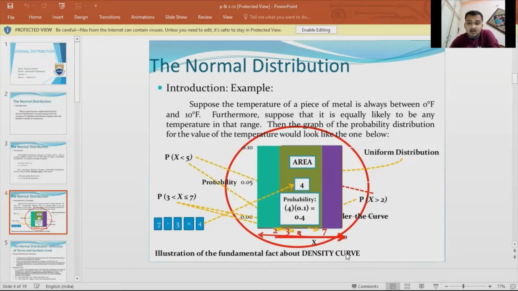Illustration of the fundamental factor of density. This is a uniform distribution where P(x) greater than 2 is indicated by the purple line. P(x) less than 5 is indicated by the blue line. P(x) lying between 3 and 7 is indicated by the green line. So 7 minus 3 equals 4, and 4 times 0.1 is the density, which gives the probability.